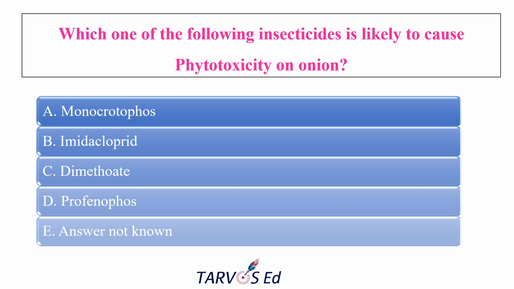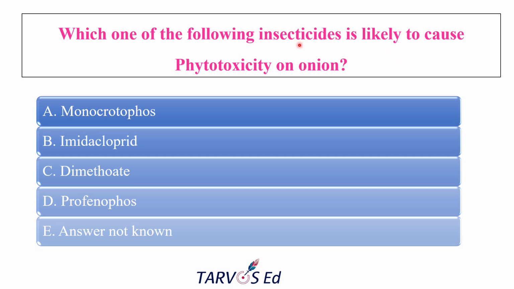The next question is, which one of the following insecticides is likely to cause phytotoxicity on onion? What is phytotoxicity? It is a chemical injury to the plant caused by the pesticide, especially, and also by fertilizers. Insecticide means a chemical mainly used to kill insects, right? So it is a chemical injury to the plant mainly caused by the insecticide.